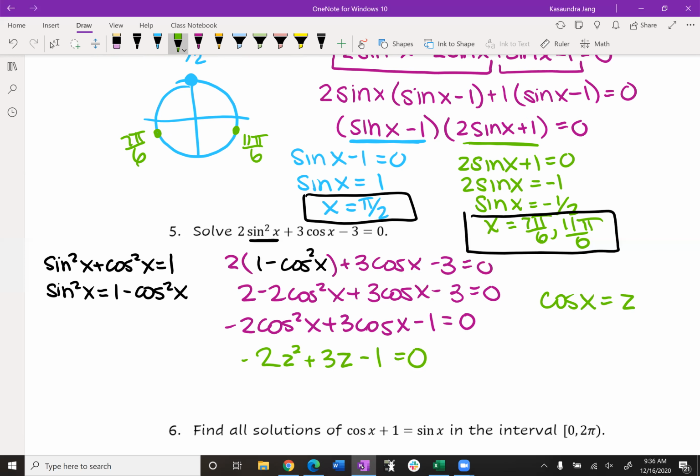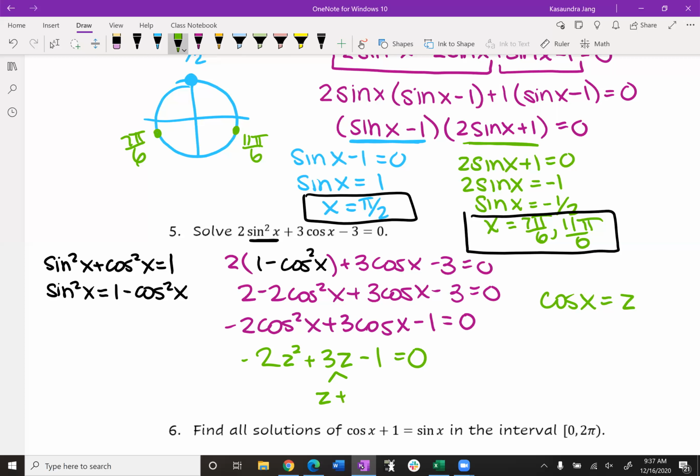But again, my question to myself was still, do I want to do the quadratic formula on this to solve for the z, for the cosine? Or would I prefer to factor it? Does anybody actually figure out how to factor this one? Yeah? What do we get? Factor by grouping. Okay, so if you factor by grouping, you have to break that middle part into 2 pieces. What would you break that 3z into? A z and a 2z.